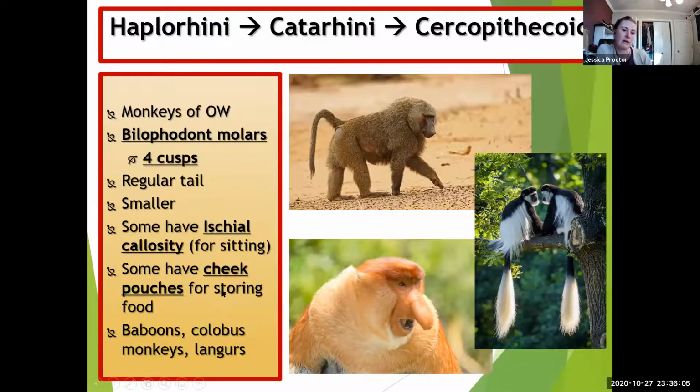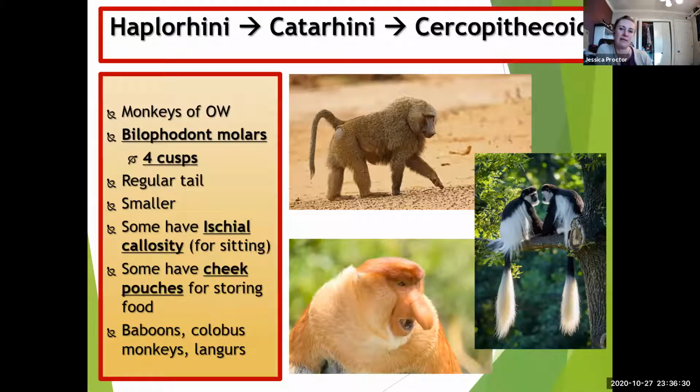Some of the Cercopithecoids will have cheek pouches for storing food. Like this proboscis monkey here, the proboscis monkey is predominantly vegetarian. So they actually store some of their vegetation here in their cheek pouches. They also have a chambered stomach, kind of like other herbivores do. That's somewhat unique. Most primates are not strictly herbivorous, except for the proboscis monkey, and actually gorillas are as well.